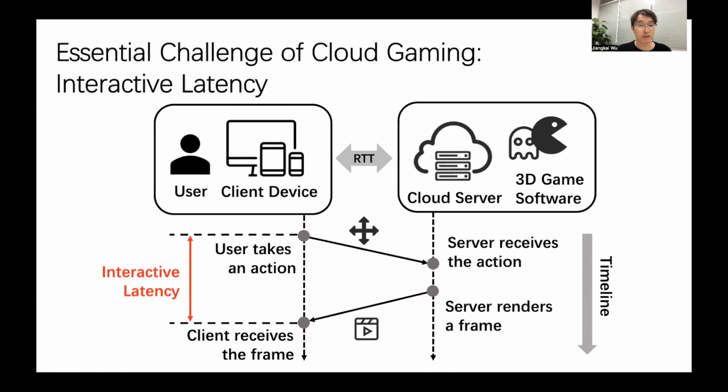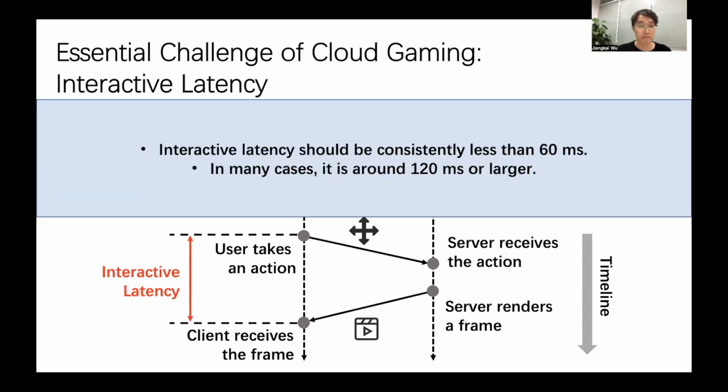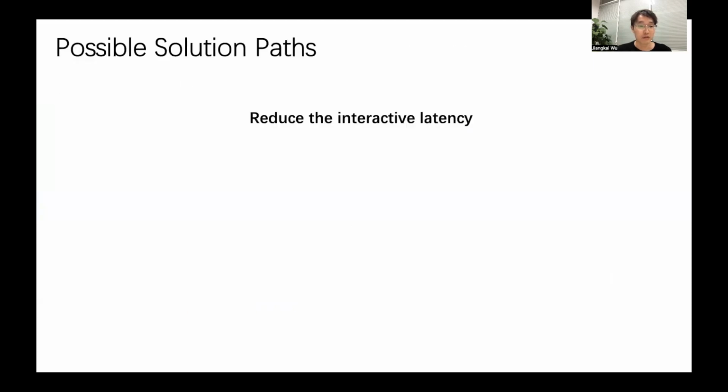However, one still unsolved problem is interactive latency. It's the time between the user making an action and the corresponding frame being received on the client device. Usually, the latency should be less than 60 milliseconds in order to obtain the same experience as a local game. But in many cases, it's around 120 milliseconds or larger. So there is a gap between the current performance and the user satisfaction.